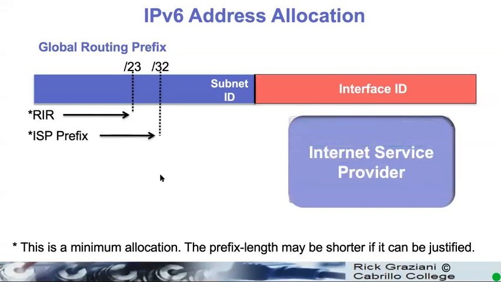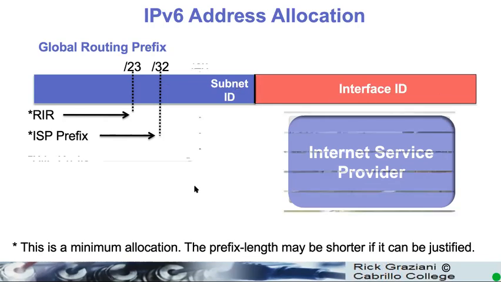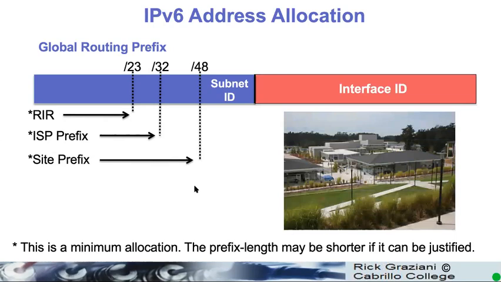An ISP, an internet service provider, is going to get at least a /32, because they've got to allocate all these networks, these subnets with these interface IDs, to the customers. They'll get a variety of these. An enterprise or a site will get at a minimum a /48. So at Cabrillo College, we have a /48.